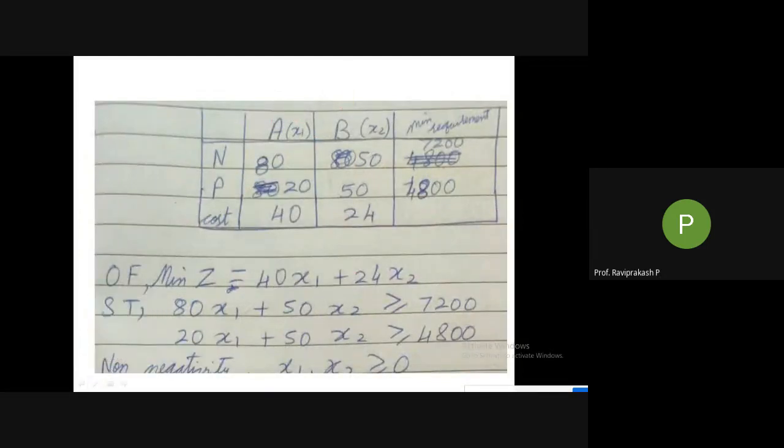So here, nitrogen and phosphate are there in both A and B. How much nitrogen is there? 80. And how much phosphate? 20 in mixture A. In mixture B, how much is there? 50 and 50. Okay, what is the cost? The cost is written here. For A, it is costing me 40 rupees. For B, it is costing me 24 rupees.